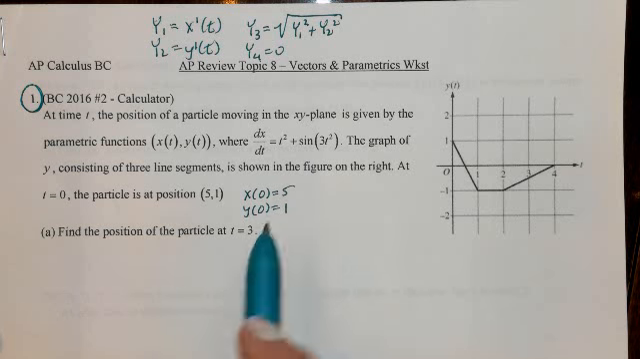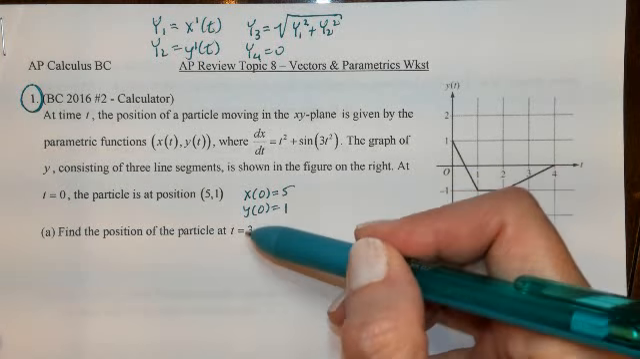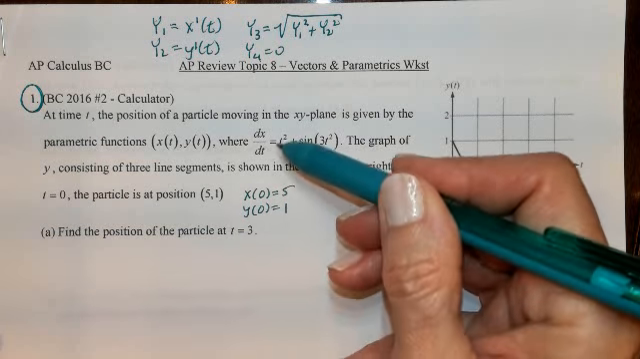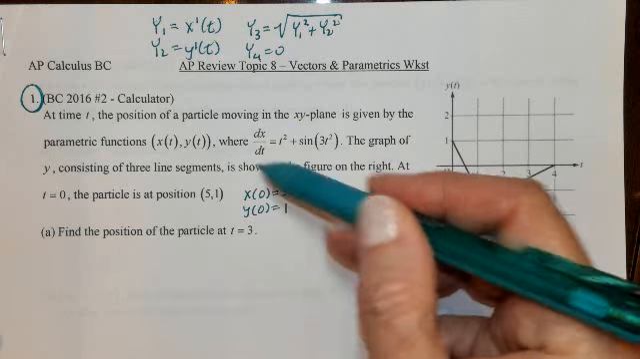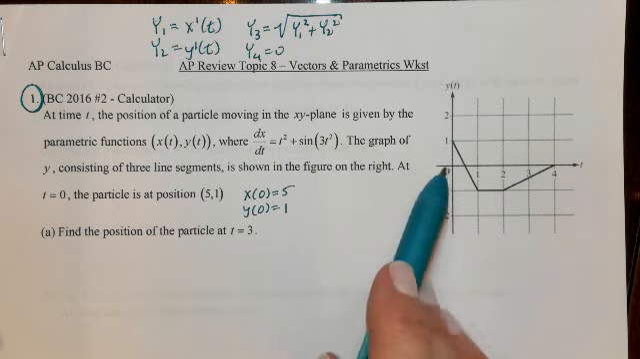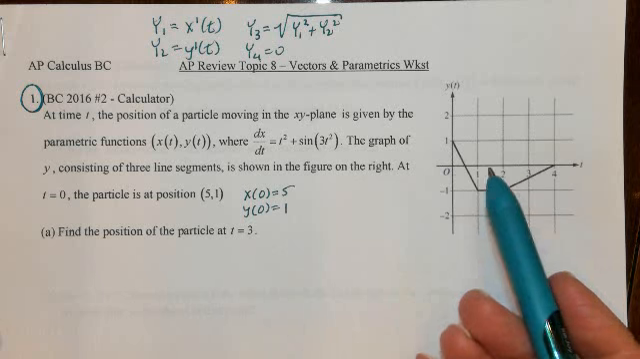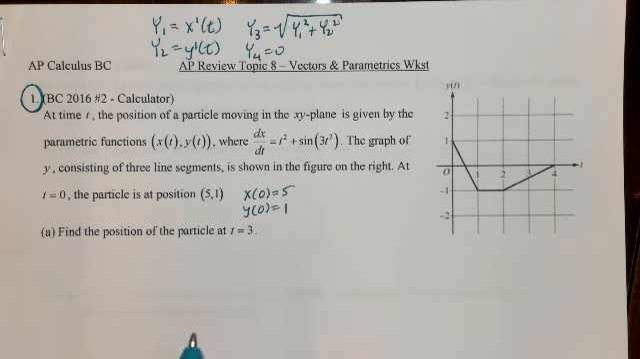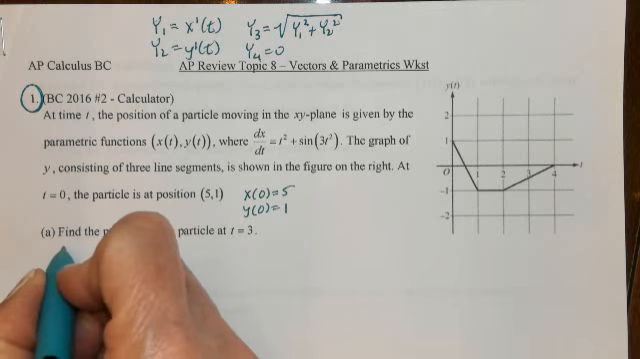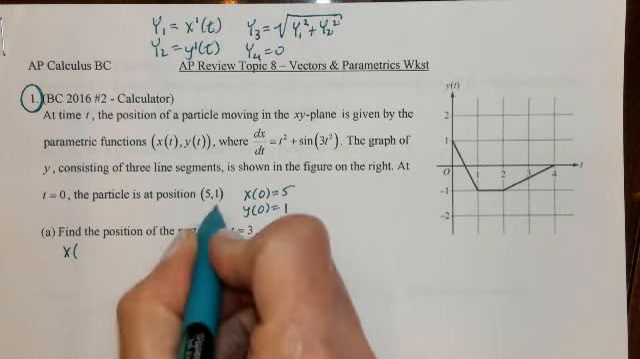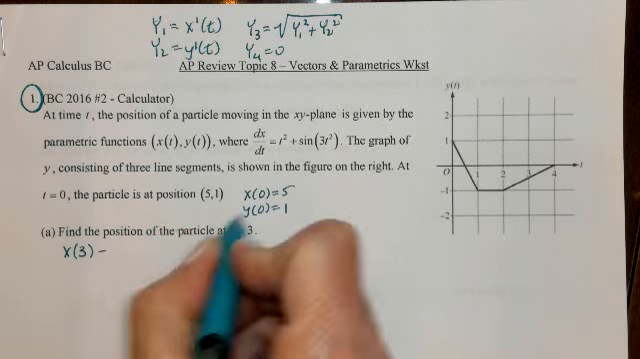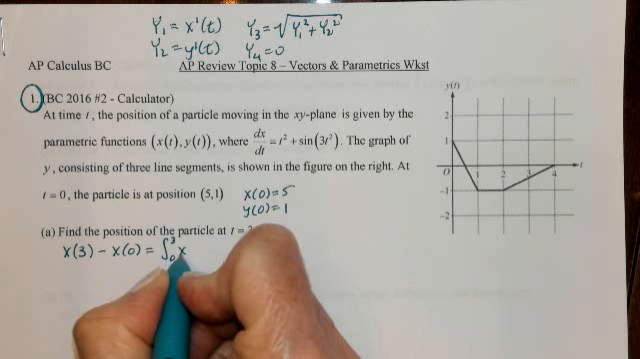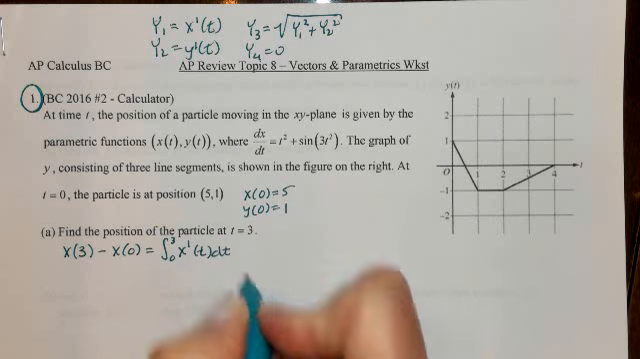Well, we have a point, and so we can find the position at any other point if we know something about the velocities, the derivatives. We explicitly know dx dt, and since we are given this graph of y prime, we can get information about dy dt from the graph. So we're going to set up 2 fundamental theorems here. x at 3 minus x at 0 is equal to the integral from 0 to 3 of x prime.